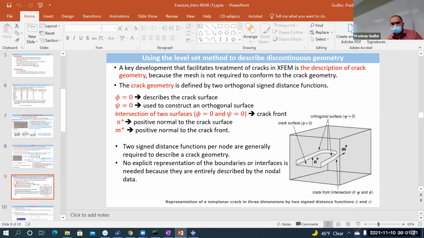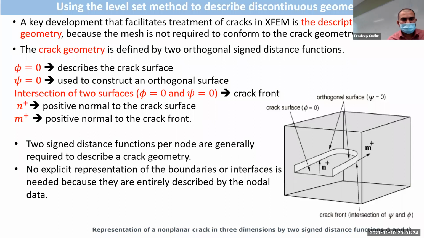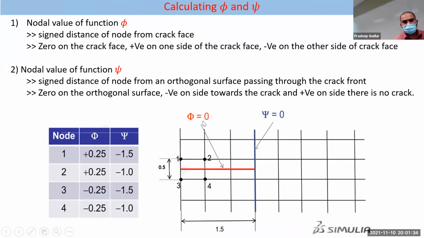So phi equal to 0. We have the signed notation here, right? Phi equal to 0 is the crack surface. Psi equal to 0 is the orthogonal surface. And if you define that, then how the coordinate system keeps track of the crack is, if this is phi and that is psi, all the other nodes will have signed distances from the crack surface. So for example, this particular node 1 is at a distance of 0.25 and it is on the top of the crack. On one side you have positive values, on the other side you have negative values.